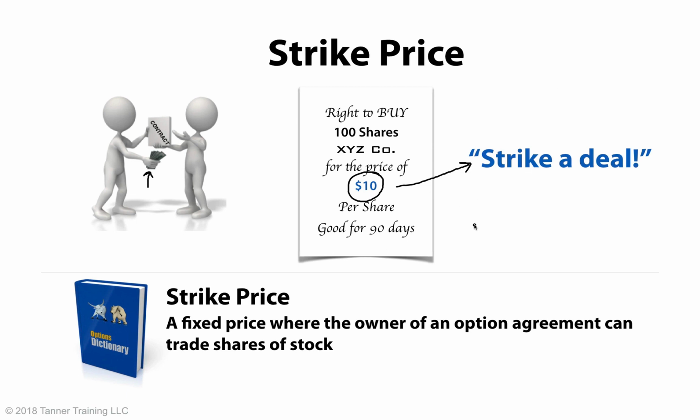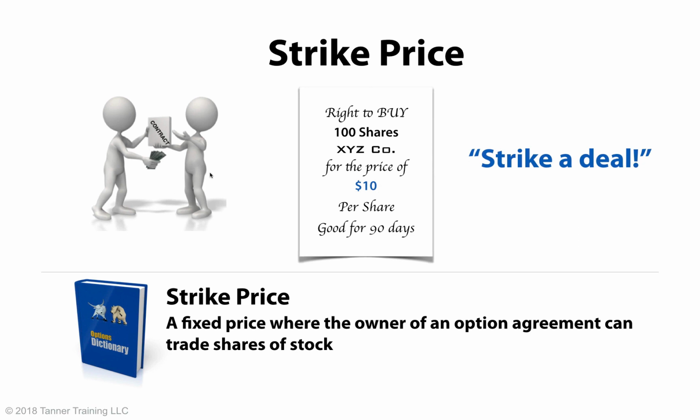Of course, if the stock price goes to 9, 8, 7, 6, 5, 4, 3, 2, 1, well, they're probably not going to exercise this option. They're probably not going to want to pay $10 for stock that's worth 9 or 7 or 8. So they would lose this premium, this amount of money that they put in.